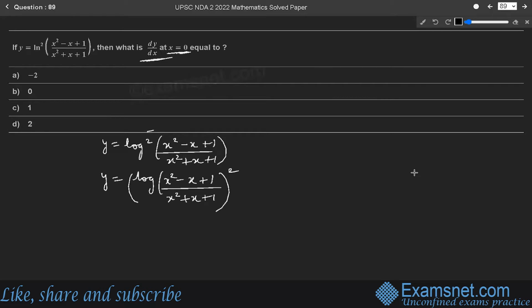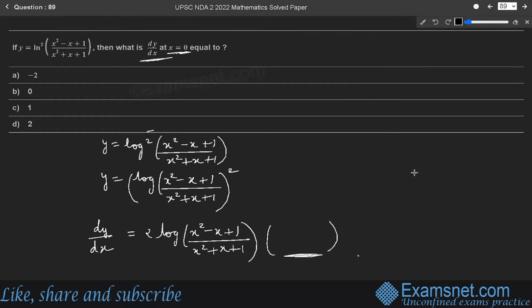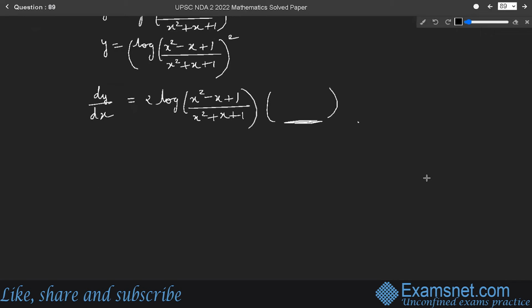Now, taking its differentiation, dy by dx is equal to 2 log of x square minus x plus 1 upon x square plus x plus 1, plus ahead there will be some constant, but we do not need to solve this because in the question it is already given that x is equal to 0. So let us put x is equal to 0 in this first term. We don't have to go for the higher derivatives because by the first term only we can get the required answer. So putting x is equal to 0 here, it will be 2 log 1.